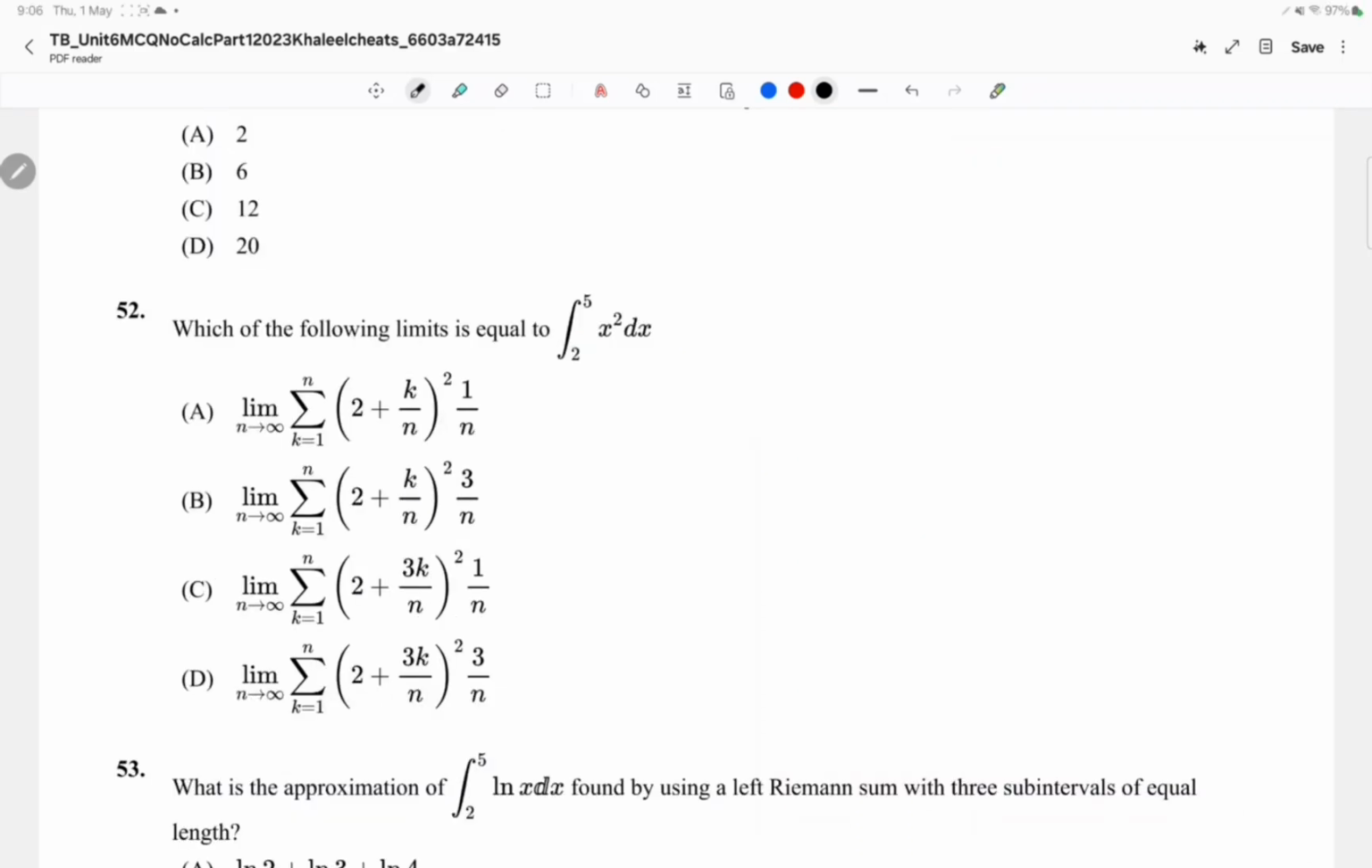Okay, so the first thing to do here is to say that a is equal to 2 and b is equal to 5. So b minus a over n would be 5 minus 2 over n, which is 3 over n. That means you must have 3 over n on the outside. So it's not going to be choice A, and it's not going to be choice C.